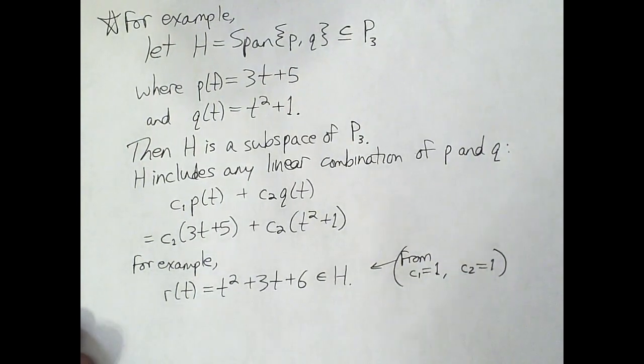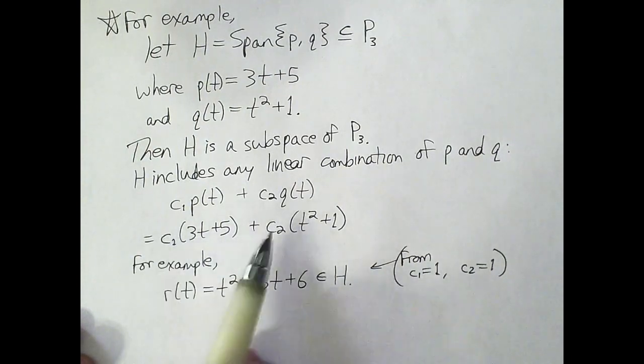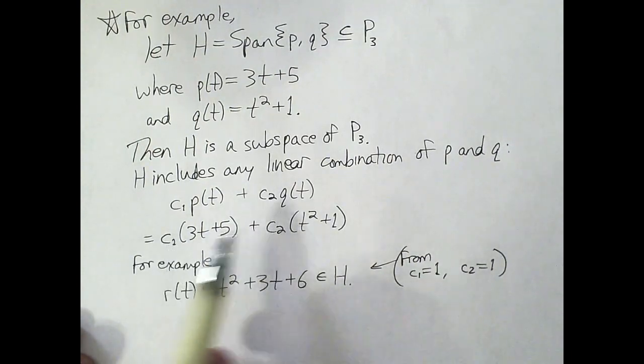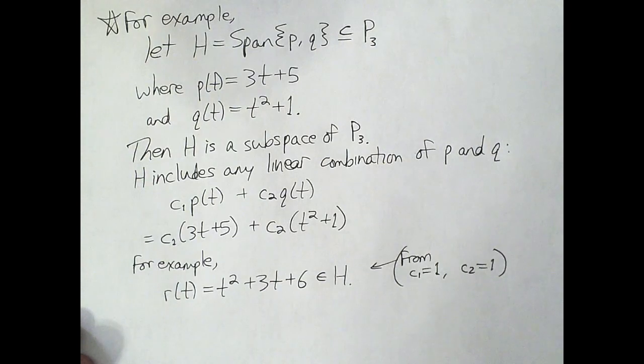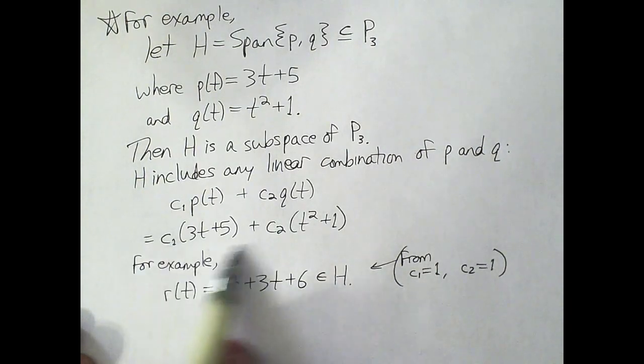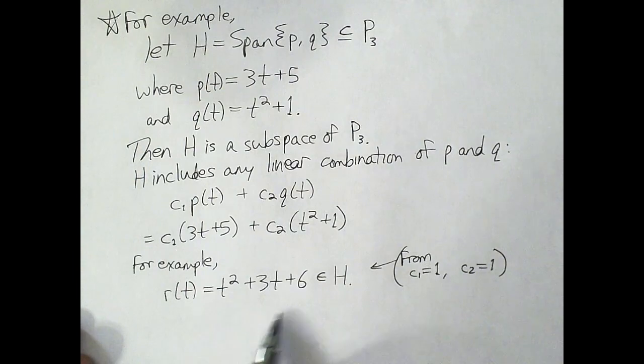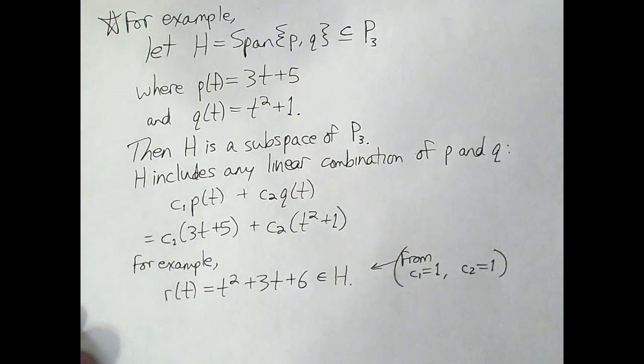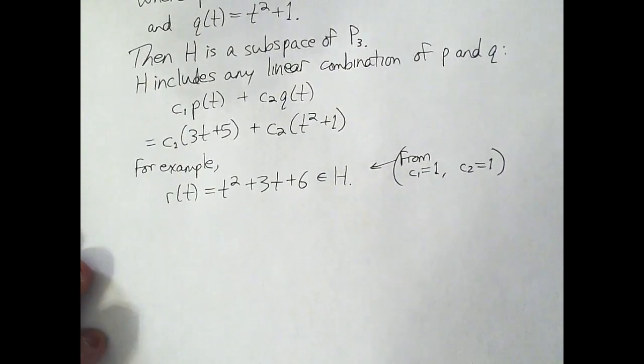But you could pick other ones too. Pick your two favorite numbers. Pick your two favorite real numbers. They could be the same if you want. You could have some of them be 0 if you want. But when you do this, you're going to get some polynomial that is in H. That's what H consists of.